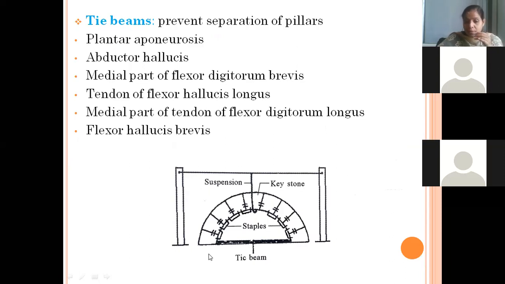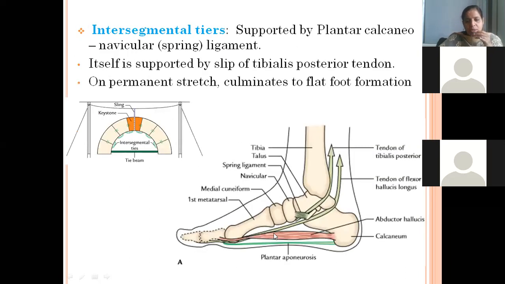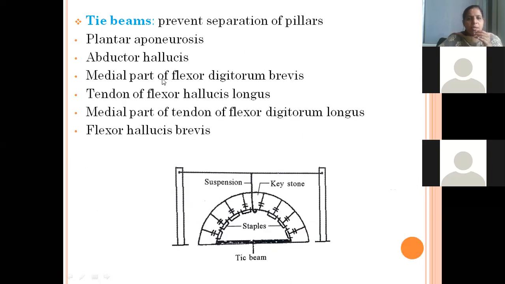I told you this is the anterior pillar and this is the posterior pillar, when we were discussing the medial arch. That means the anterior and posterior pillars are tied together by such structures, which are called tie beams. They prevent separation of the pillars. So this is very good to tell what tie beams are. As you see here, plantar aponeurosis and abductor hallucis. We know the adjacent muscle to abductor hallucis is flexor digitorum brevis, first layer muscle. As you move up, we have flexor hallucis longus and flexor digitorum longus, and flexor hallucis brevis.